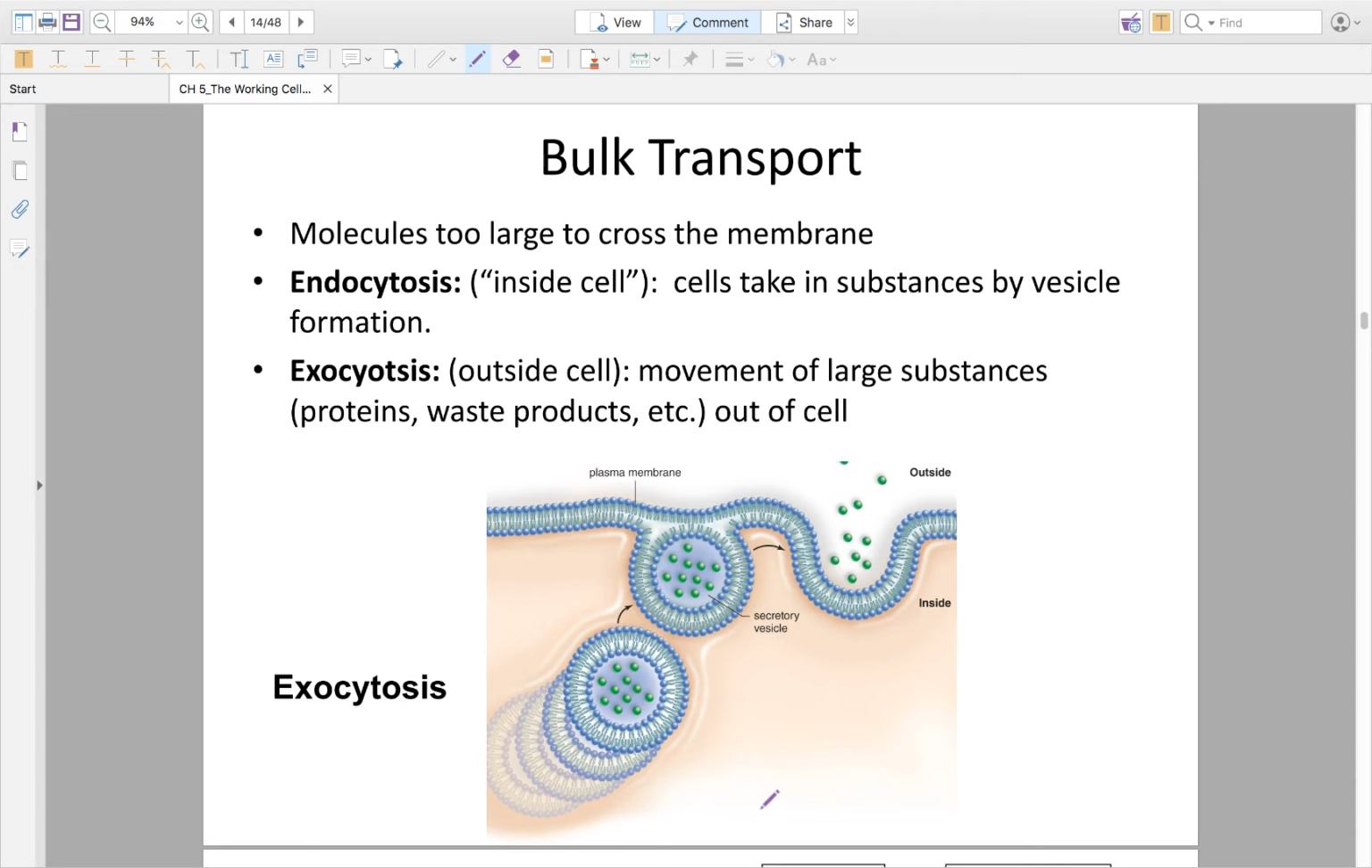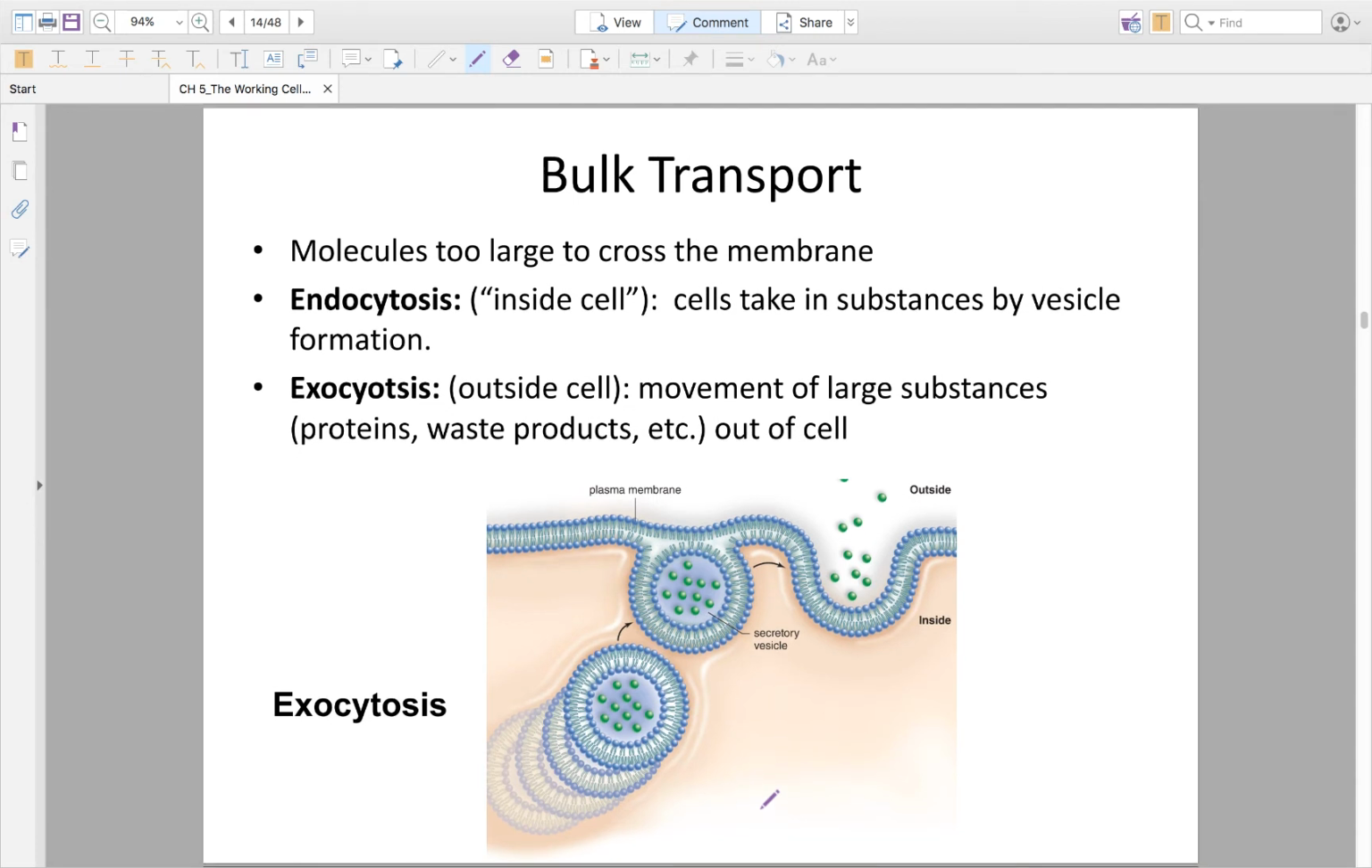Now, what if a molecule is too large to cross the membrane in any way? What if it can't get through an active transport protein, a carrier protein, channel, none of that? What if it's big? What if it's huge? Well, we have solutions for that. Then the cell will use a methodology called bulk transport. All right, these are important terms.